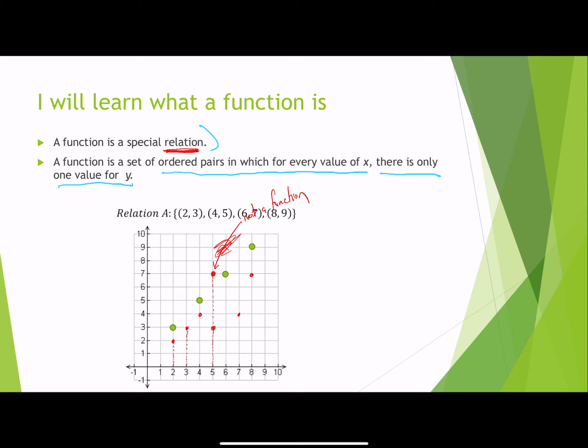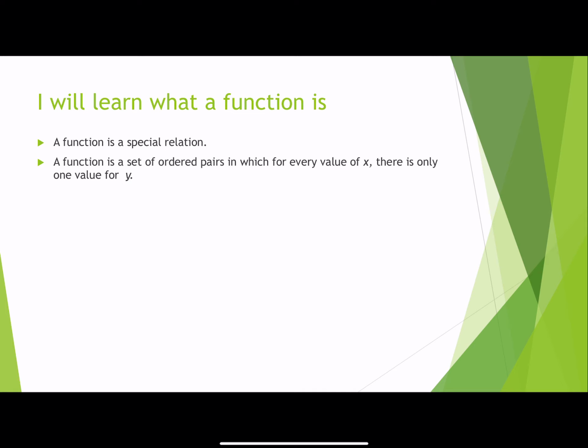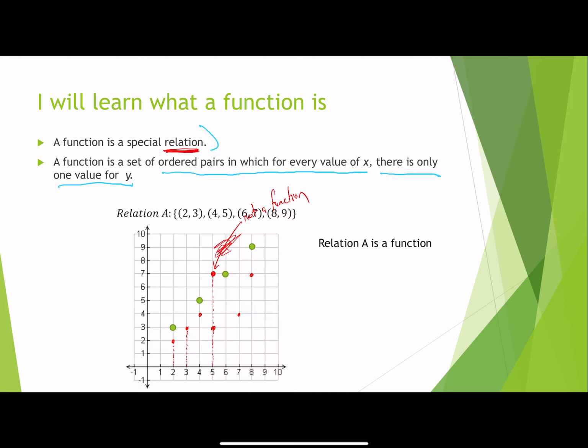I have a bunch of points. This is my relationship, and it is a function. That means relation A is a function, because for every value of x, I only have one y value. When x equals 4, we know that y is 5. When x equals 6, y is equal to 7. When x is equal to 8, y is equal to 9. We don't have two possible scenarios for an x value. That's what makes it a function.